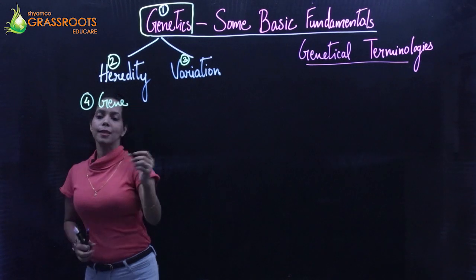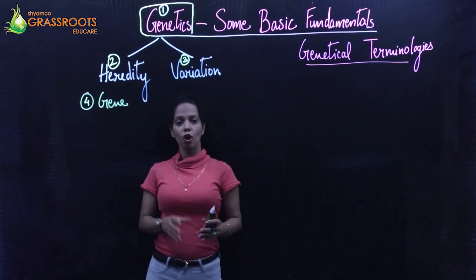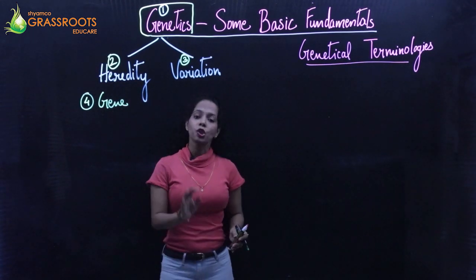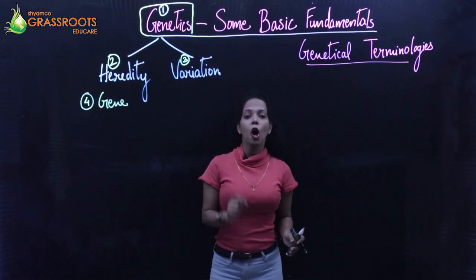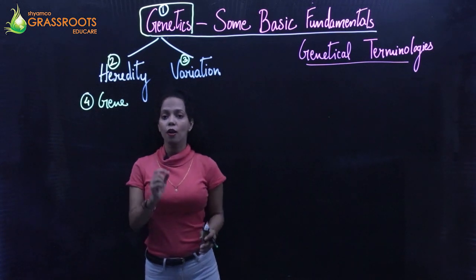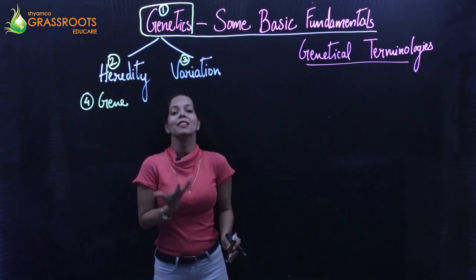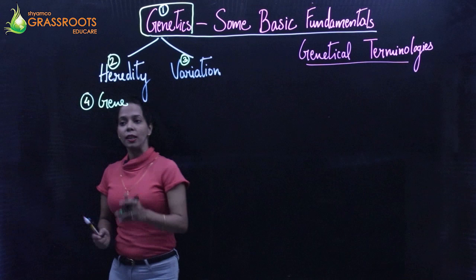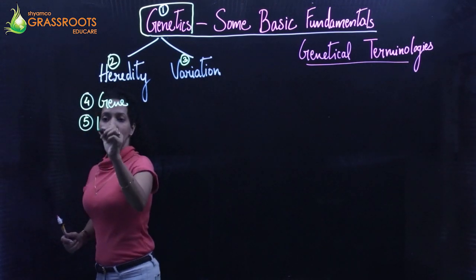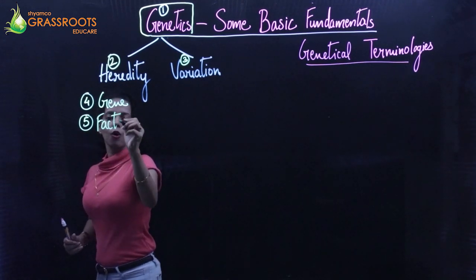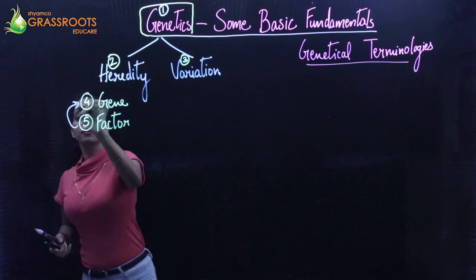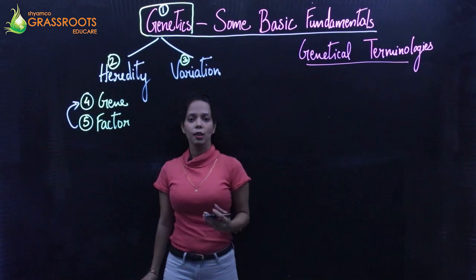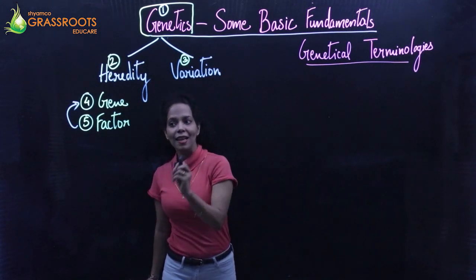Next terminology over here, that is the fourth terminology, that is gene. Gene you have already studied in the previous chapter, that is structure of chromosome. What is gene? Gene is a specific sequence of nucleotides present on chromosome coding for a particular protein which is expressed in the body. Fine? That is gene. Next terminology related to gene is factor. Factor was a term given by Mendel to the gene. Mendel called this gene a factor.